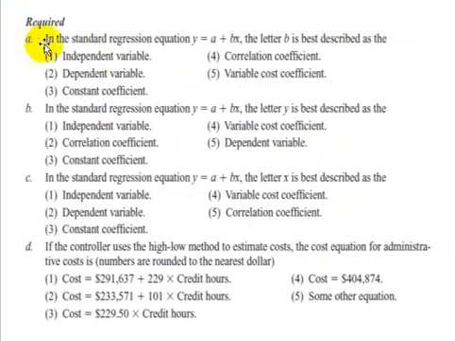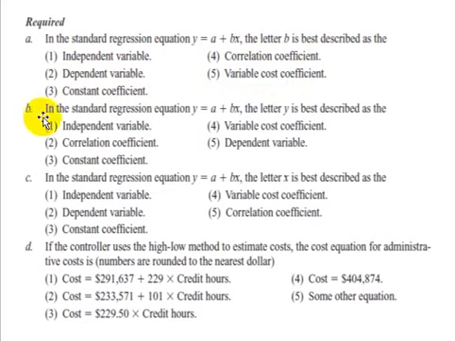Required, number A. In the standard regression equation, y equals a plus b times x, the letter B is best described as: independent variable, dependent variable, constant coefficient, correlation coefficient, or variable cost coefficient. B represents the variable cost coefficient.